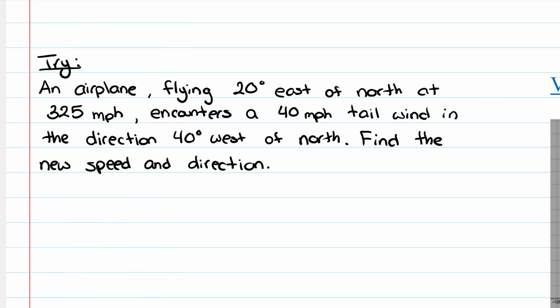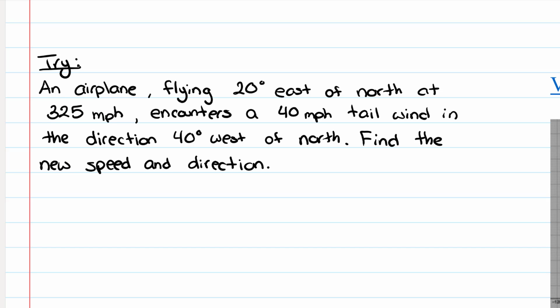All right, now on your own, I want you to try this one. An airplane flying 20 degrees east of north at 325 miles per hour encounters a 40 mile per hour tailwind in the direction 40 degrees west of north. Find the new speed and direction.